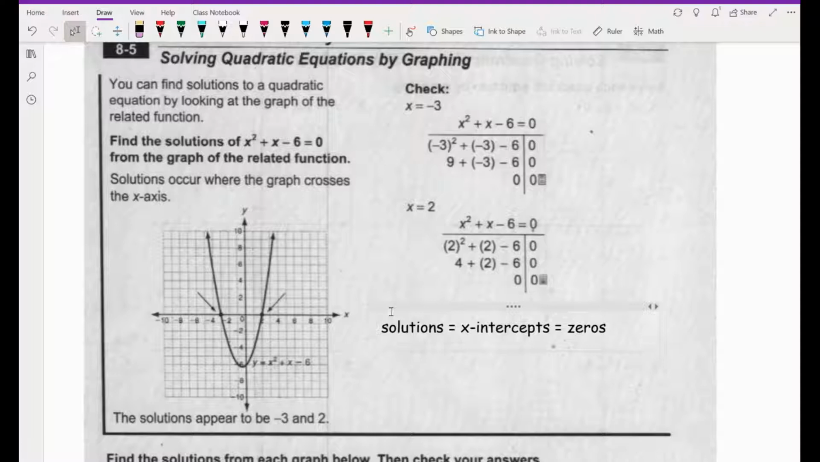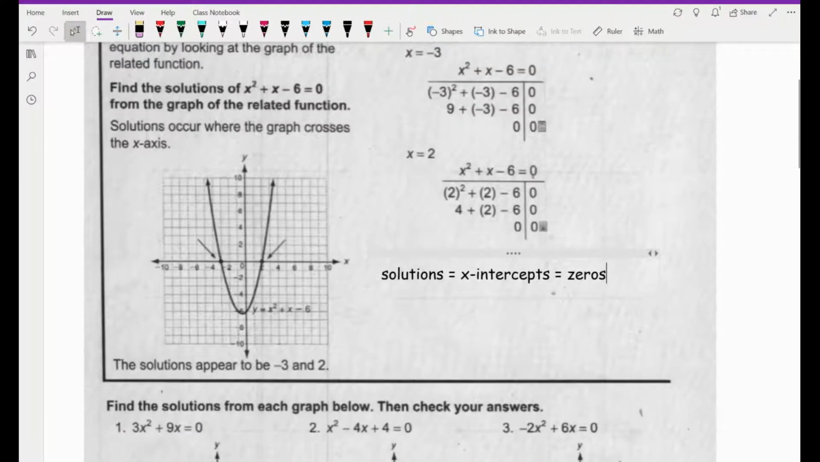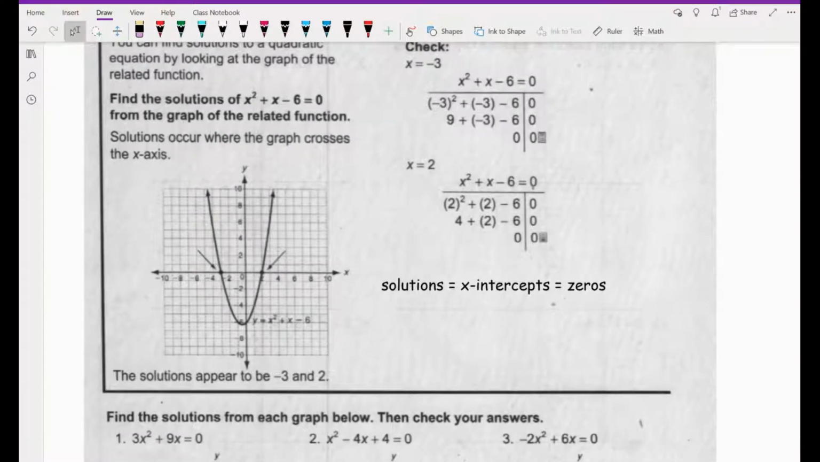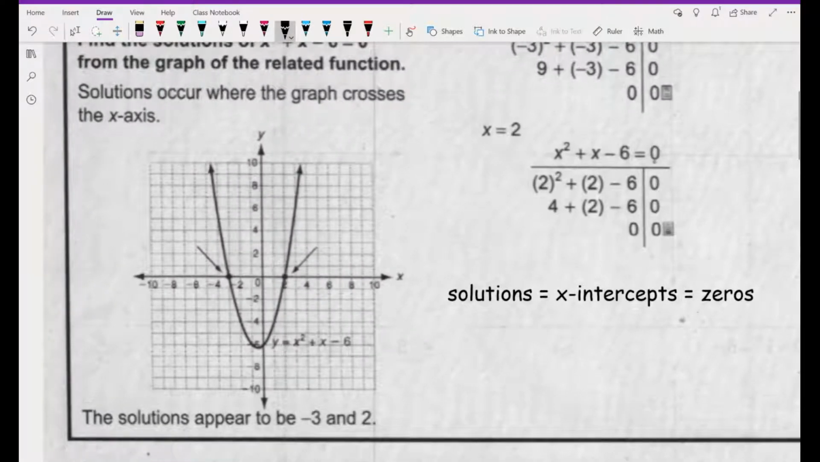If we look at the first example here, we have a quadratic equation that is graphed for us. And here's the actual equation: x squared plus x minus 6 equals 0. If we look at the graph, we see the two x-intercepts. You can already see where the arrows are marking the points -3 and +2.